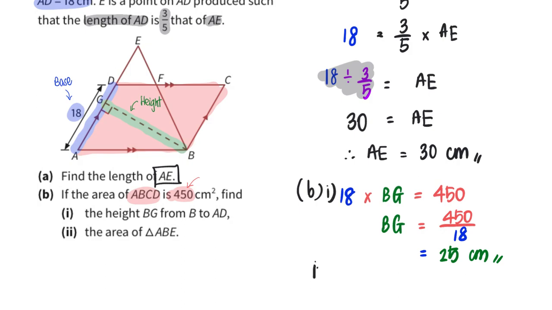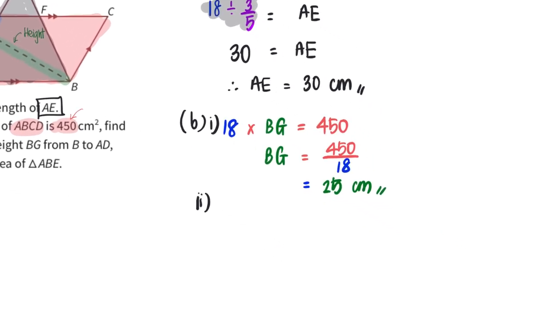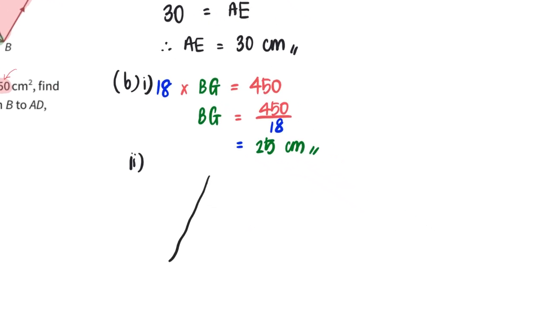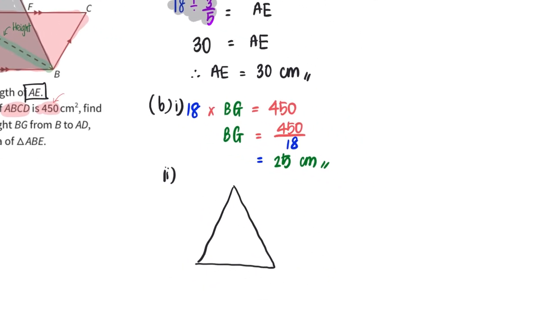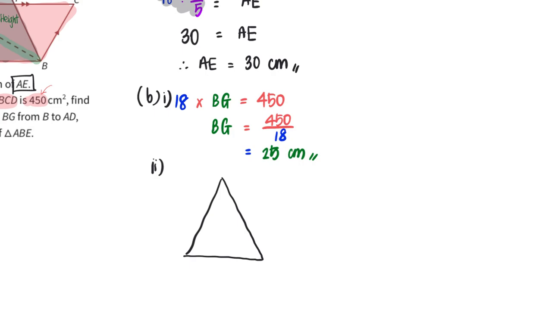So for B part 2, we would then need to find this particular area here, which I am going to draw out so that it is easier for us to see that having ABE and with a perpendicular distance, here is G by the way, this is 25 cm, and we have our AE 30 cm.